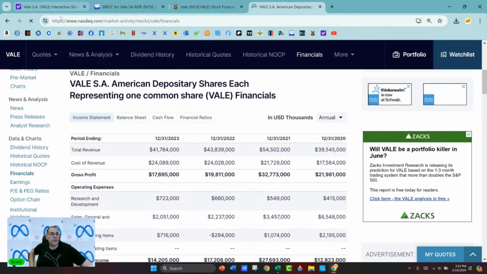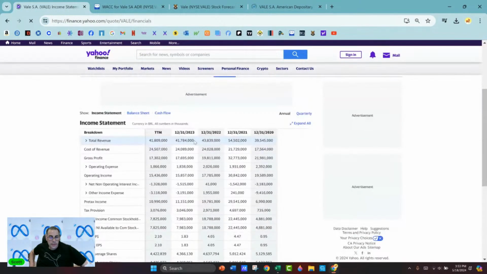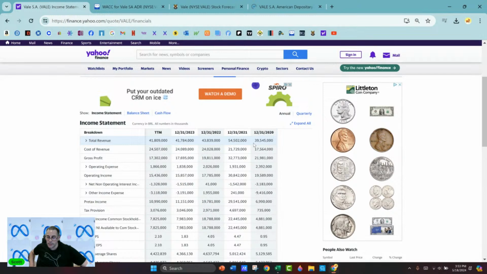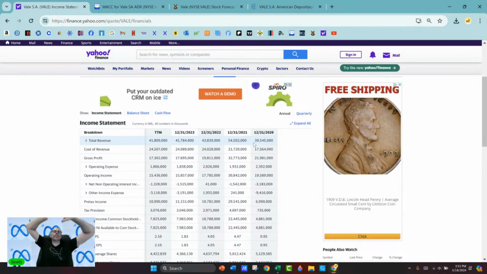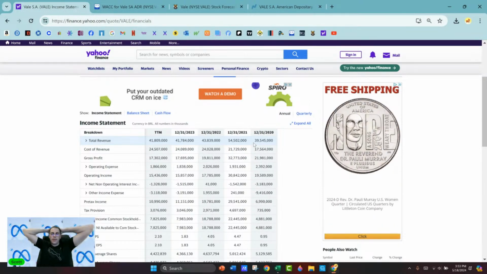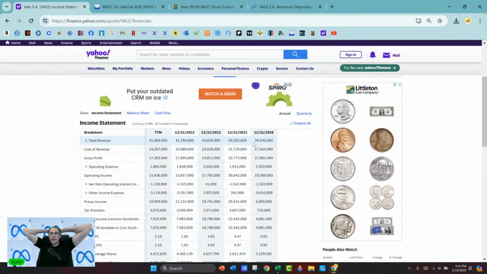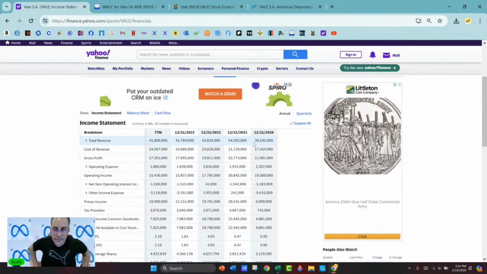Okay, 42 billion in revenue. Yeah, so you can see they report US dollars here in Yahoo Finance. Yes, okay, platinum. Sibanye Stillwater, I was going to say gold, silver. It's PGM, right? Is it Platinum Metals Groups? Is that the acronym?